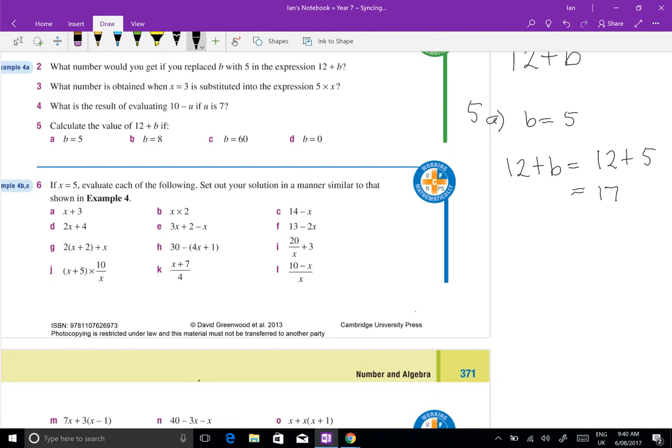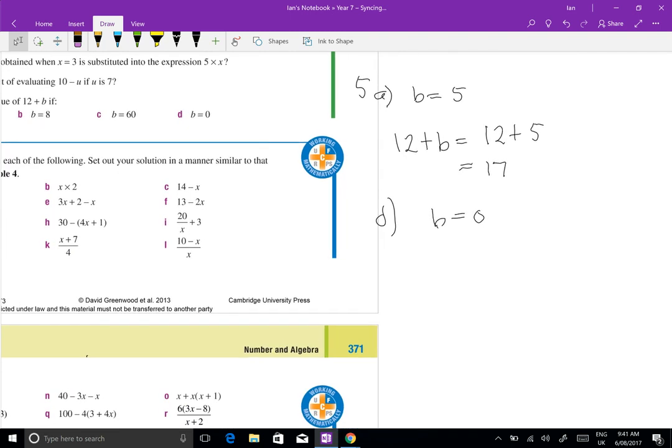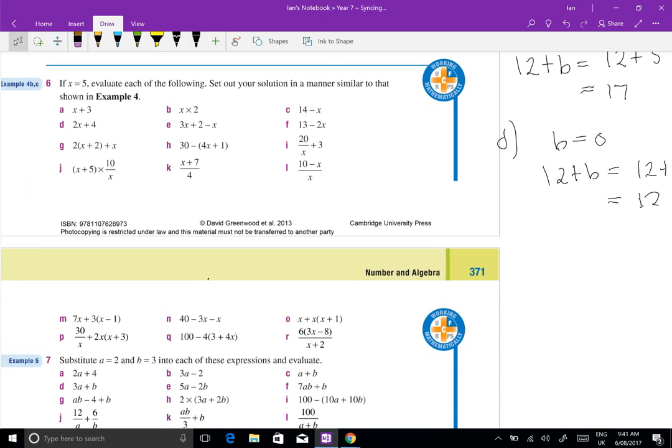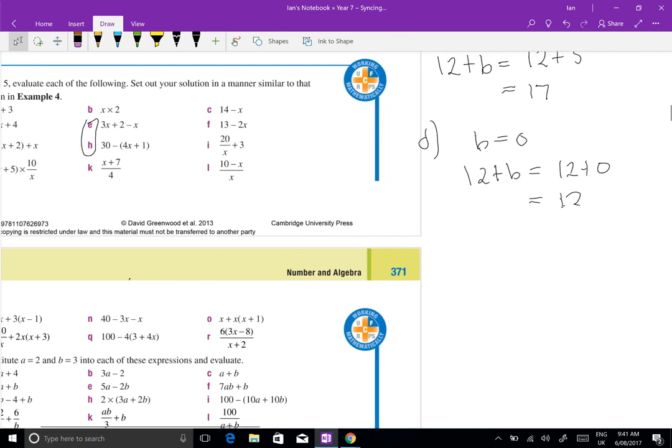Let's have a look at 5D. B equal 0. Yes, you can put a 0 value into an expression. Well, 12 plus B will equal 12 plus 0. Well, that'll just be 12. Cool. Let's have a look at some of the harder ones. Let's have a go at, say, 6E and F. So I have expressions here.